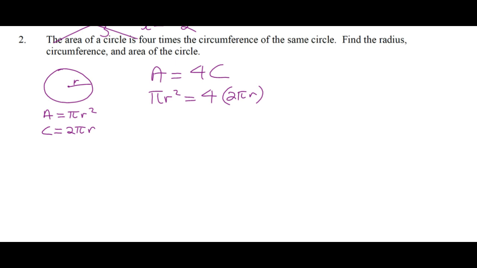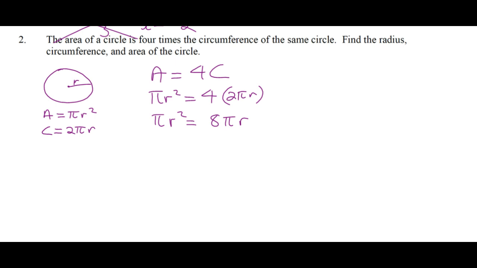What's the next step? Yeah, expand. Okay, so pi r squared is equal to what? 8 pi r. Right? Ooh, big step, but you've got to do it. Now what? It's a quadratic, right? Remember, we're solving for r. Oh, make it equal to 0. Best bet, make it equal to 0.